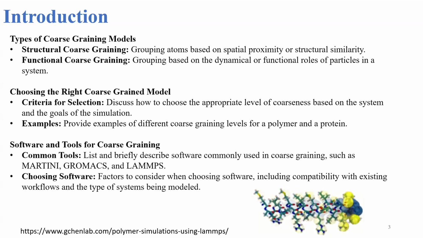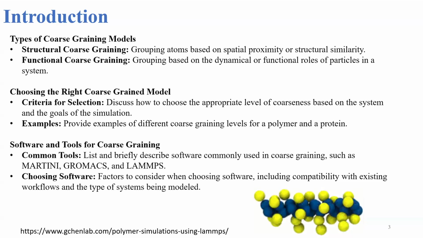We learned about this in the previous module as well, but just to refresh, there are different types of coarse graining. You can do structure-based coarse graining or functional-based coarse graining. Typically, we're dealing with structure-based coarse graining. We want to select the coarse graining model depending on the problem you want to solve. So we definitely discussed how to choose the appropriate level of coarsening based on the system and the goals of the simulations.